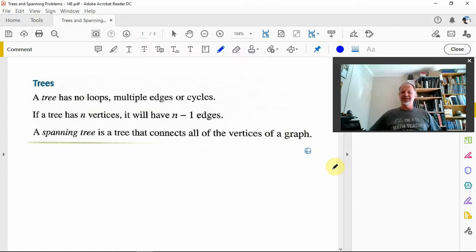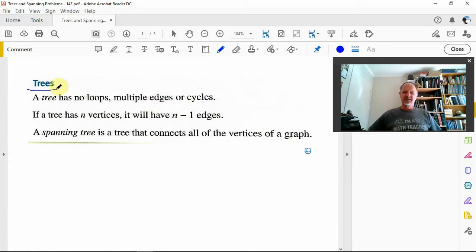All right, today we're starting the next section of these networks. So these are things called trees. A tree has no loops, multiple edges or cycles. If a tree has n vertices, it will have n minus 1 edges. And a spanning tree is a tree that connects all the vertices of a graph.